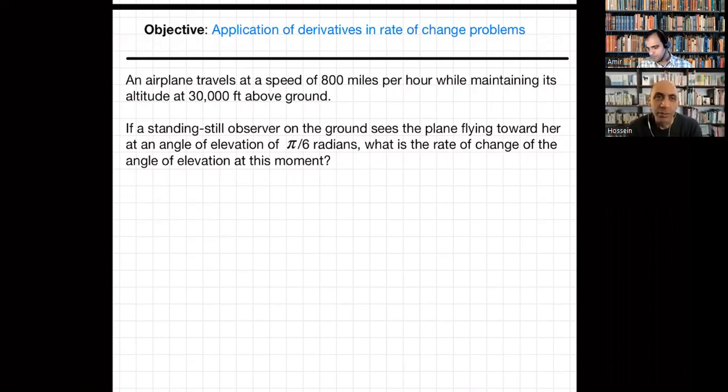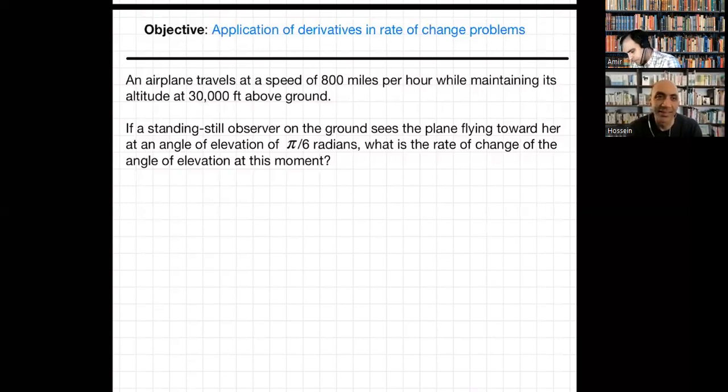Okay, thanks. So we have an airplane. An airplane travels at a speed of 800 miles per hour while maintaining its altitude at 30,000 feet above ground. If a standing still observer on the ground sees the plane flying toward her at an angle of elevation of pi/6 radians, what is the rate of change of the angle of elevation at this moment? So floor is yours. Please go ahead and show how you can solve this problem.